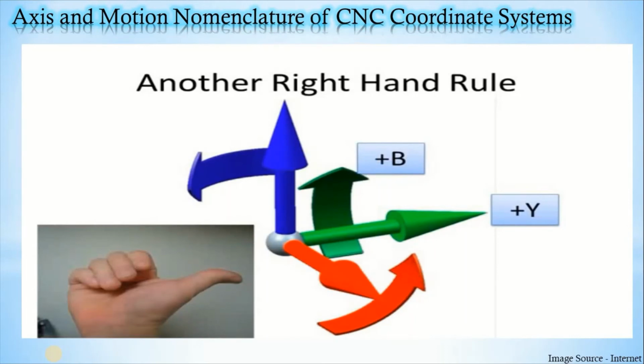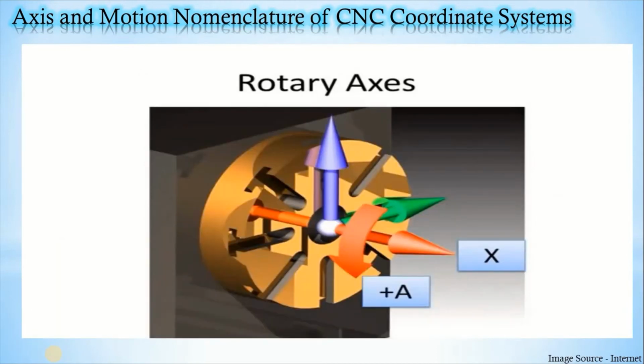This also follows the right hand rule. If you want to get the positive direction of the axis, then point your thumb to the positive direction of the axis and your fingers to the positive direction of rotary motion. This is how we get the rotary axis of a rotary table on the machine tool.